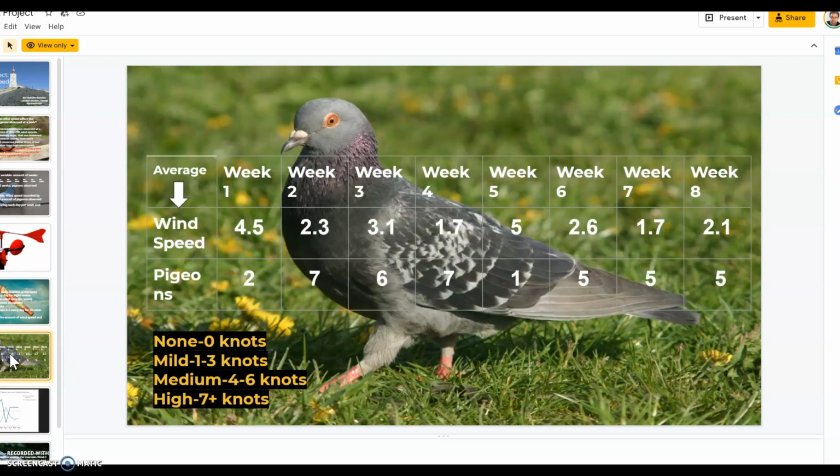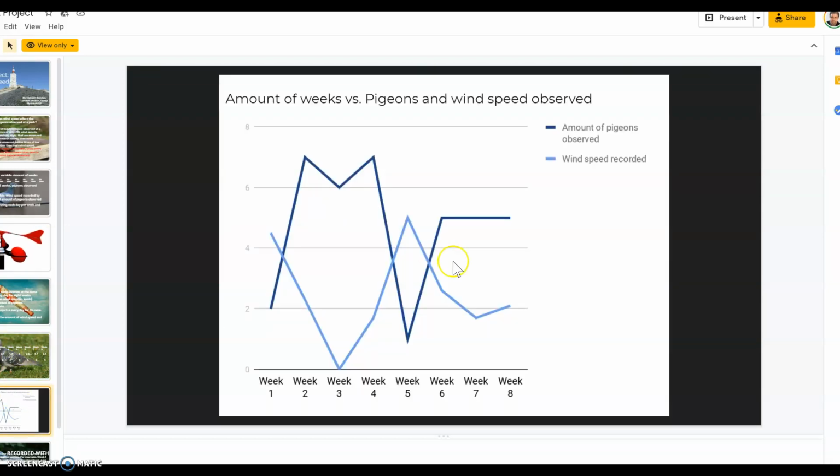From this data table, they have extrapolated a graph which we're looking at. The amount of pigeons is the darker blue line, and the light blue line is going to be our wind speed. So apparently it looks as though as the amount of pigeons is higher, the wind speed is lower. So we'll take this point right here. If we are looking at the amount of pigeons being 6, then our wind speed would be almost down to nothing. And here, if our number of pigeons would be 7, wind speed would be at about 1 knot.